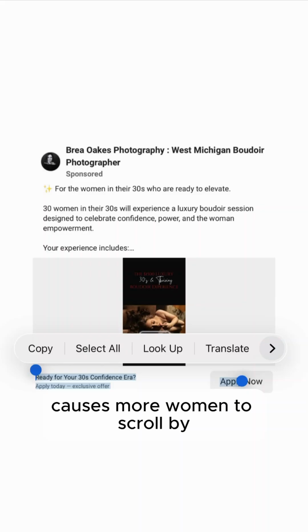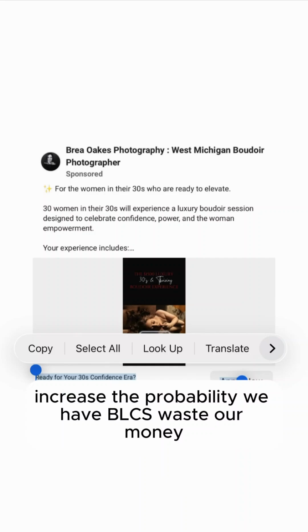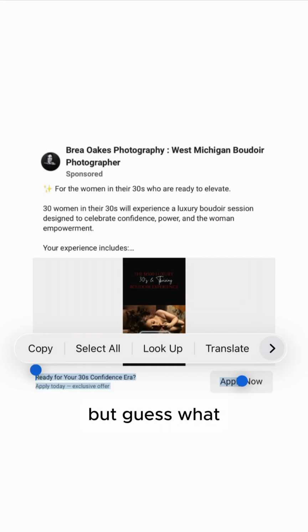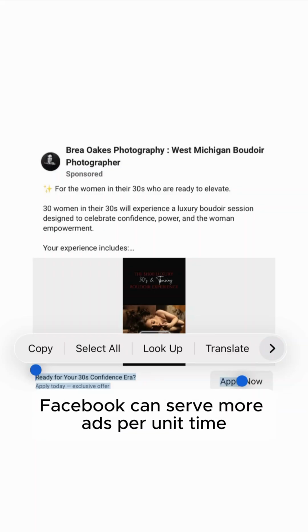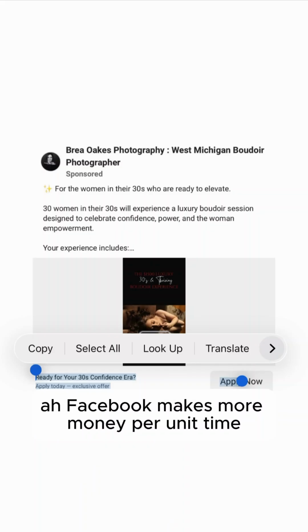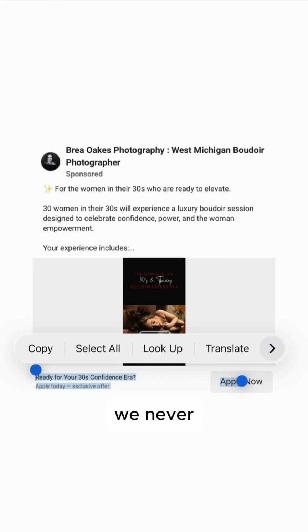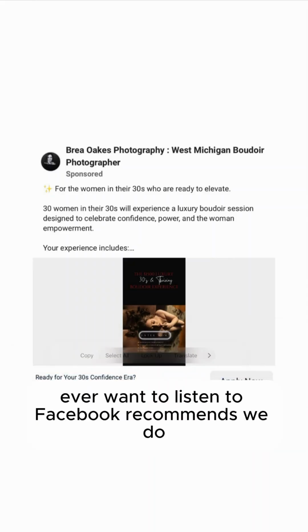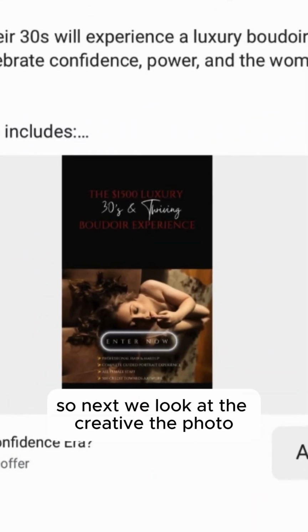It causes more women to scroll by our Boudoir Facebook ads, pulls our unique CTR under 6%, increases the probability we have BLCS, wastes our money. But guess what? More women scroll by our Facebook ad per unit time, Facebook can serve more ads per unit time, Facebook makes more money per unit time. We may waste more money per unit time. We never ever want to listen to what Facebook recommends. So next, we look at the creative, the photo.